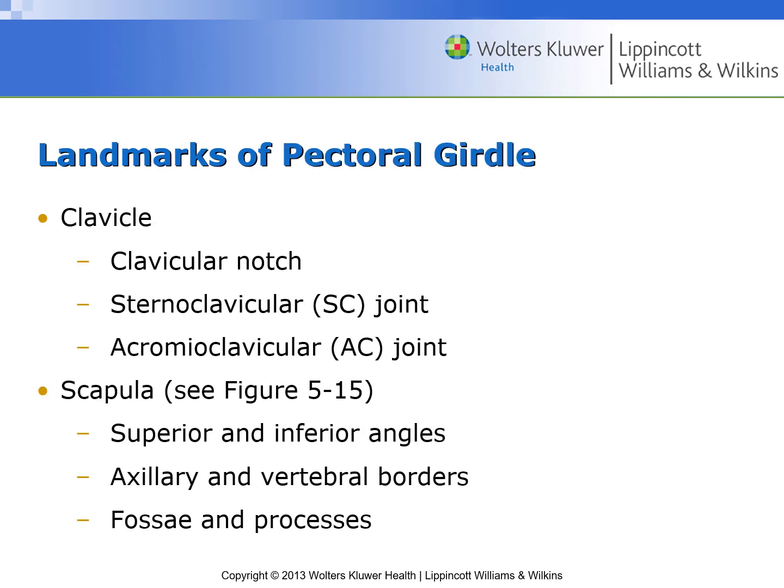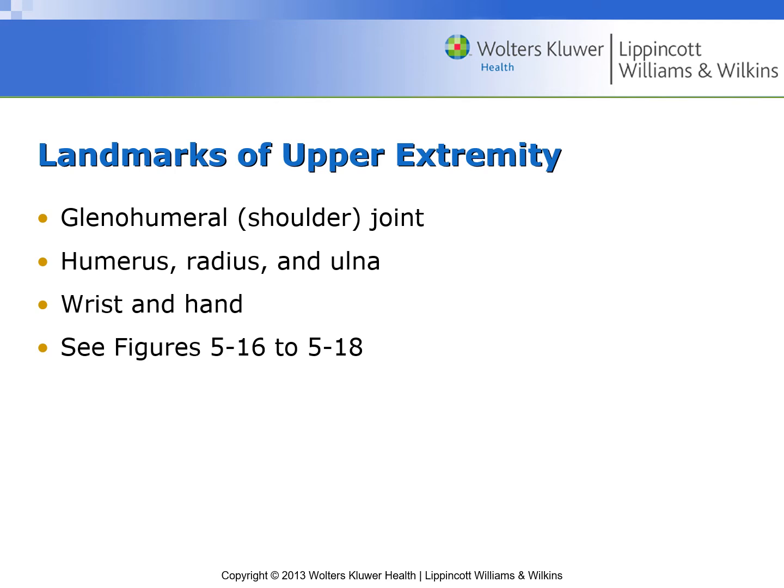Now let's take a look at the landmarks of the pectoral girdle. We have the clavicle, of which we have the clavicular notch, the sternoclavicular or the SC joint, the acromioclavicular or the AC joint, and then we have the scapula, of which we have the superior and inferior angles. We have the axillary and the vertebral borders, and we have the fossae and the processes. In terms of the landmarks of the upper extremity, we have the glenohumeral joint or the shoulder joint, the humerus, the radius, and the ulna, and we also have the wrist and the hand.